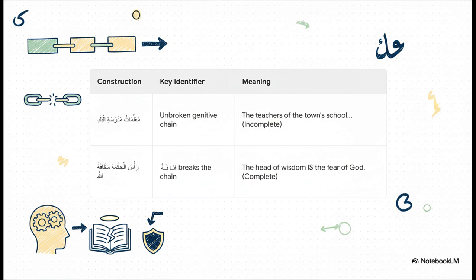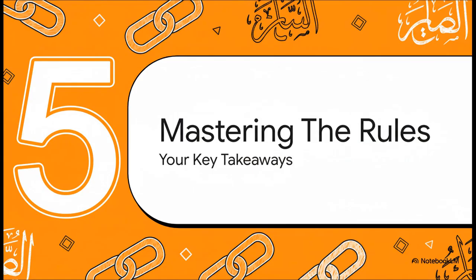So in the top example, it's an unbroken genitive chain. It just keeps going. It's an incomplete thought, a long phrase. But now look at the bottom example. The word makhafatu breaks the pattern. All of a sudden, it's in the nominative case. That change in case is like a giant flashing sign. It's a grammatical full stop that ends the chain and introduces the second half of the sentence, giving us that meaning of "is." Fantastic. We have covered a ton of ground.